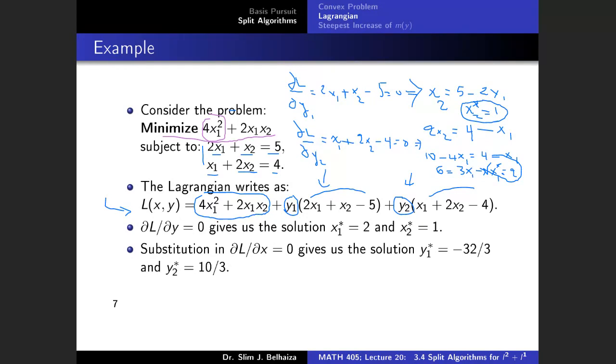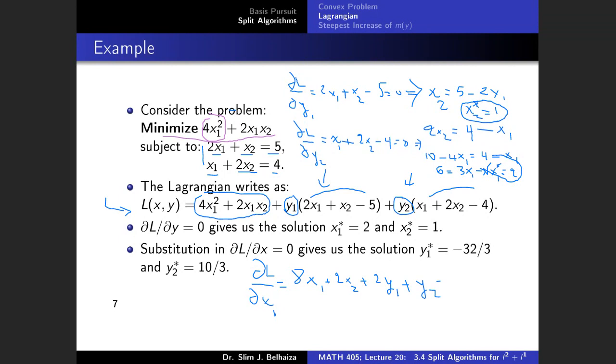You need to find the values of y1 and y2, so the adequate multipliers. Then you need to differentiate L with respect to x1, which gives you how much? It gives you 8x1 plus 2x2 plus 2y1 plus y2. Okay?